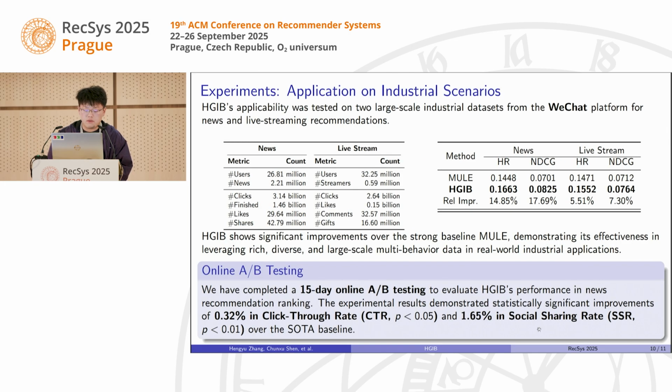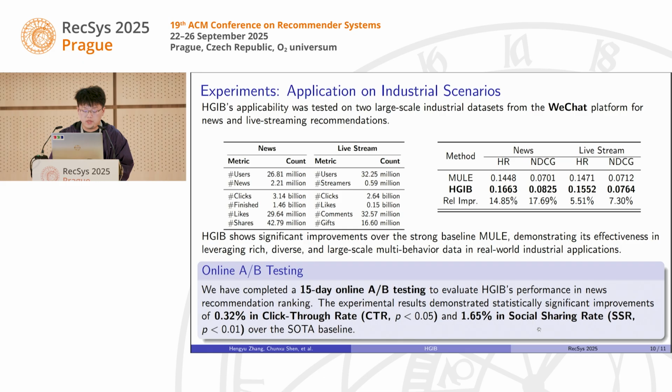And to demonstrate our framework's potential for industry application, we evaluate it on two large-scale industry datasets from the WeChat platform for news and live streaming recommendation. As the results show, HGIB achieves a significant improvement over the SOTA baseline MuLe. We saw a nearly 50% relative improvement in the hit rate for the news recommendation and over 5% on the live streaming. The results show our method can effectively leverage rich and diverse multi-behavior data for large-scale recommendation.